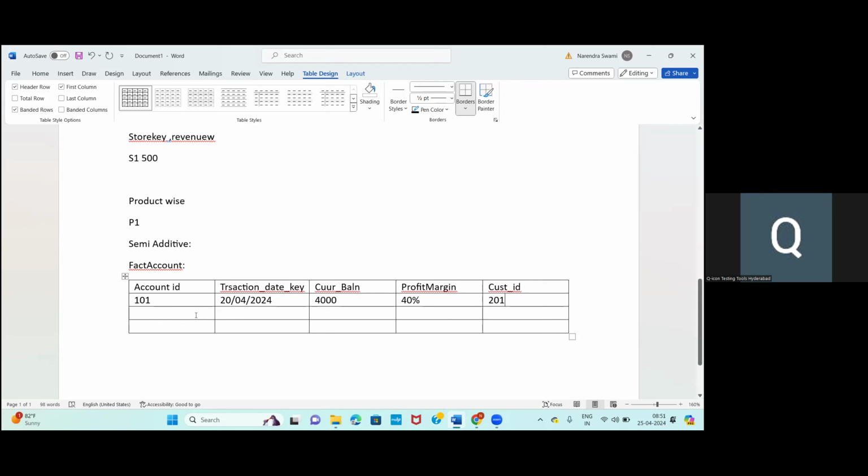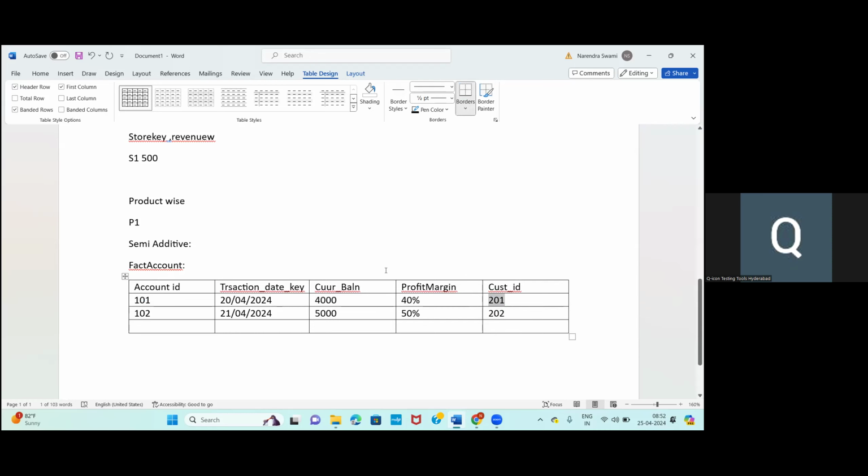Same thing, we have one more account like 102. The transaction date will be like 21 04 2024, and the current balance is 5,000, and this is going to be like 50% or something. So we have this table fact account. If you want to derive something, like for a particular account on a particular date, what is the current balance of this account? And we can know the customer name also.